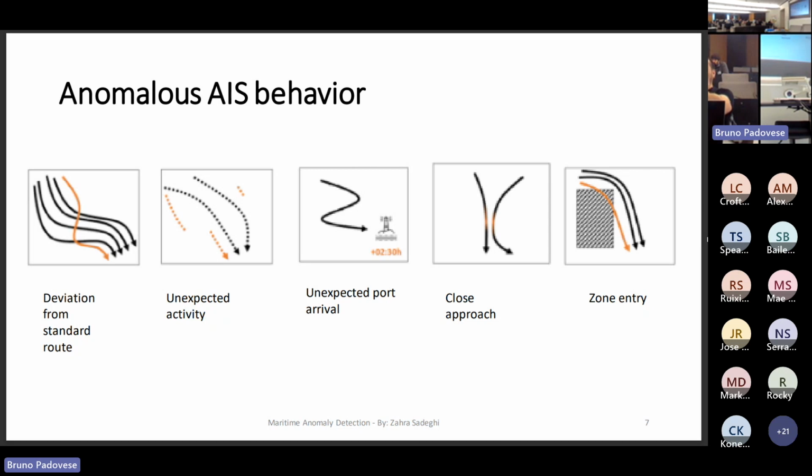So for each vessel, we have some estimation about the arrival time, and if the arrival time doesn't match the one that is expected, this is another flag that shows that something is wrong.